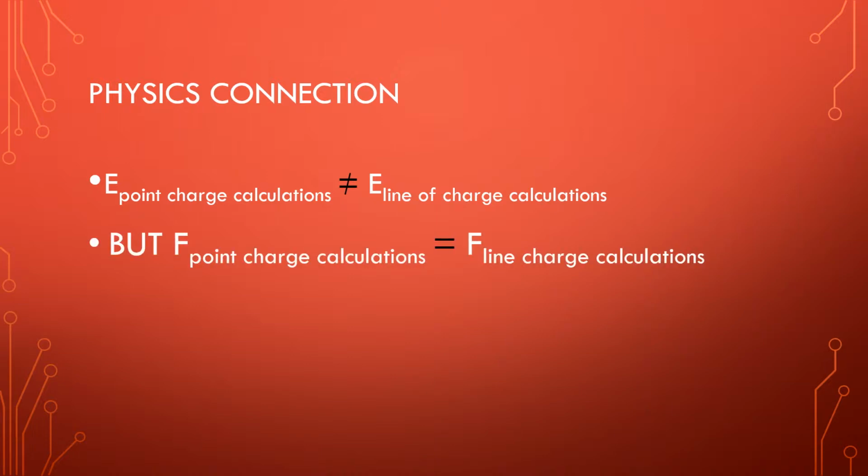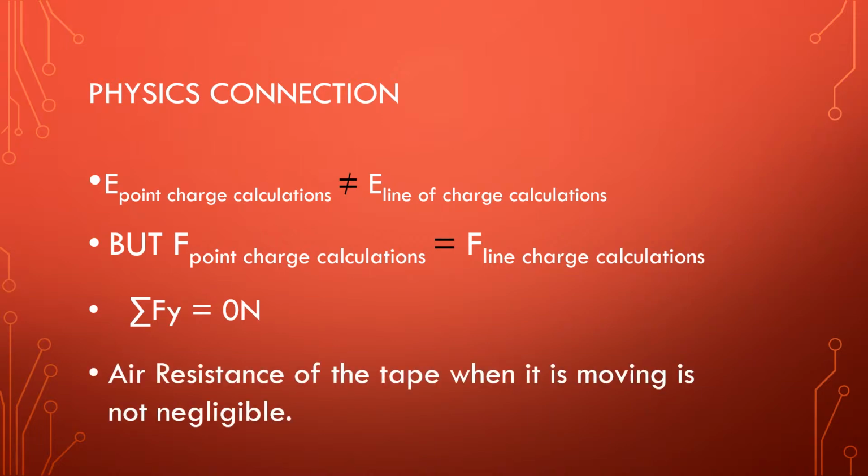An important concept to understand for this lab is also Newton's second law. For this experiment, the sum of the forces in the y-axis equals 0. Another important concept to understand is that air resistance cannot be ignored when the tape is moving into its equilibrium position. This concept accounts for the electrical force being slightly greater than the gravitational force because it has to overcome the oppositions of gravity and air resistance.